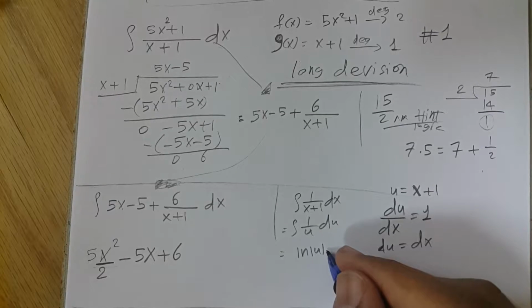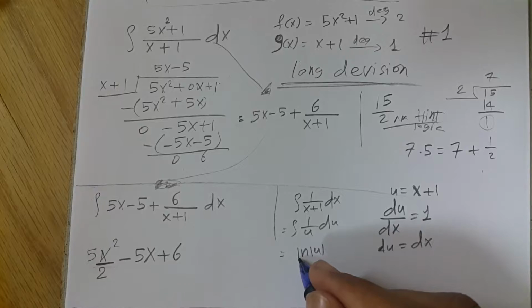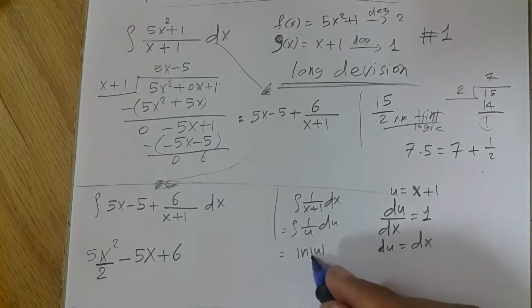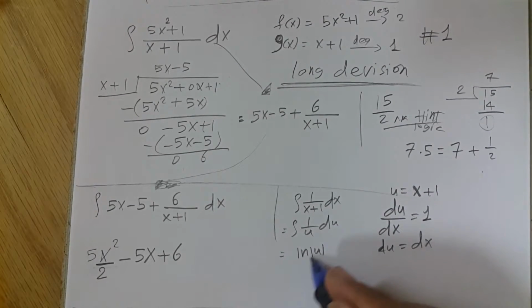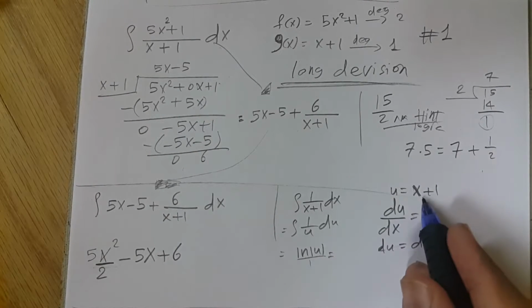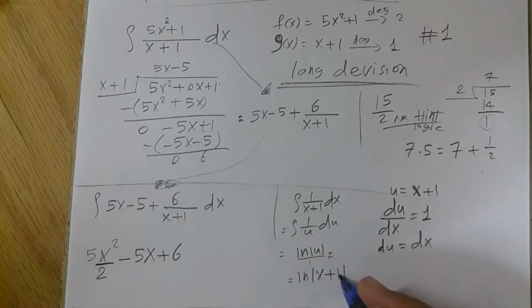Okay, and that's the solution basically. But I will prefer to say that the integration is ln of u divided by the coefficient of u, which is 1. And you will know why right now. Now this is right, and you will just get it in terms of x. So you will get ln of absolute value x plus 1.